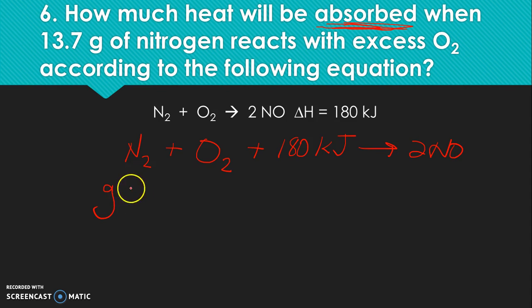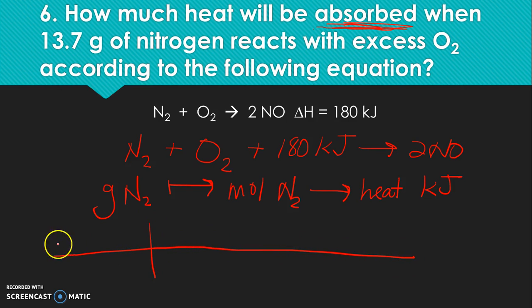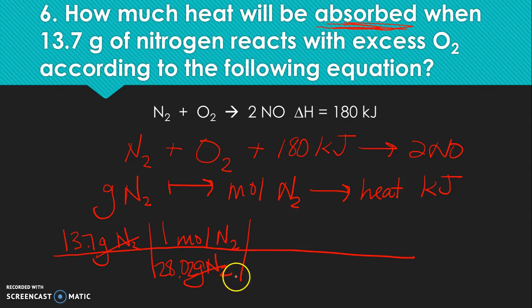So roadmap, grams of nitrogen, and I'm going to go from there to moles of nitrogen, and then from there, I'm going to go to heat. Just a mole ratio. So let's solve this. I'm given 13.7 grams of nitrogen. I want to get rid of grams of nitrogen and go to moles of nitrogen. Again, grams will cancel. 1 mole, because when we go from grams to moles, this is going to be 28.02. If you use your periodic table, nitrogen is 14.01.